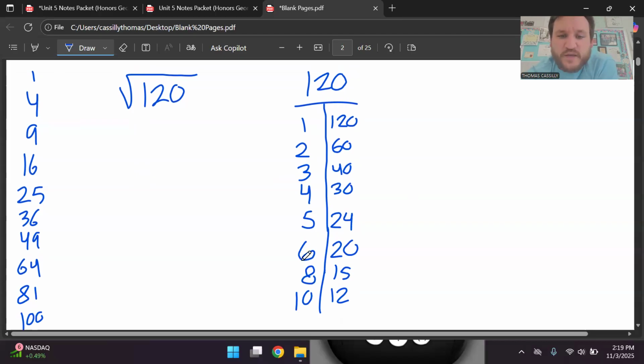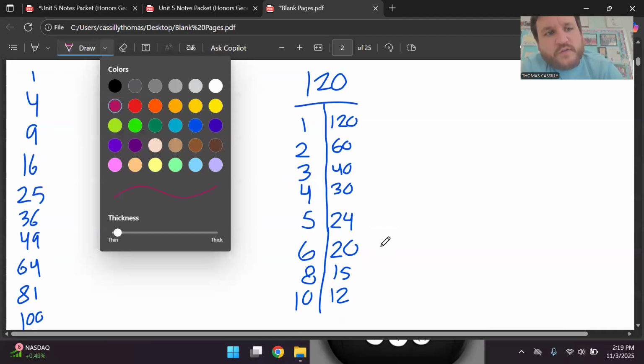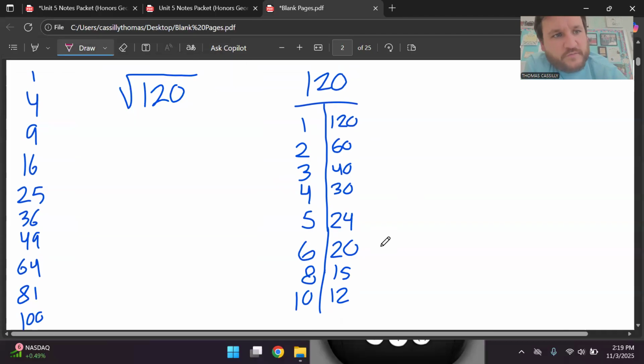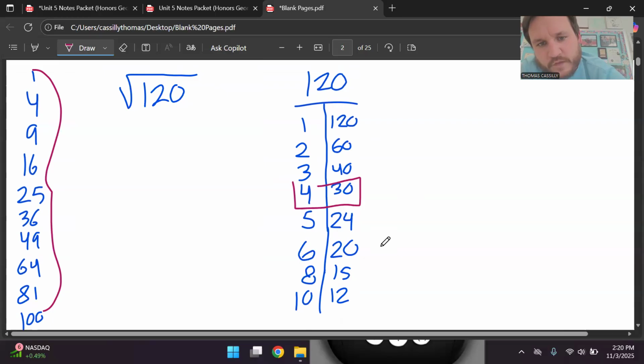So what we need to do is pick a pair of numbers from this list. But we have to always look for numbers in this list that are perfect squares. So if you look here, this is 4 times 30. 4 times 30 is 120. So what we can do here is say, the square root of 120 is the square root of 4 times 30. All right, so I can multiply them together. So we have the square root of 4 times the square root of 30.